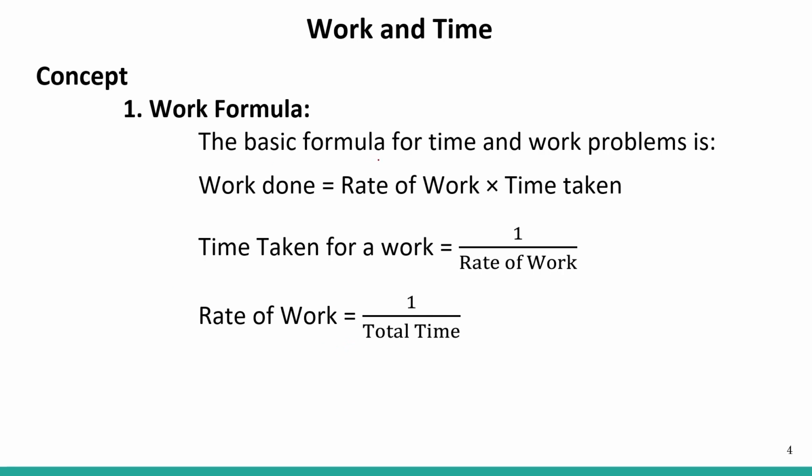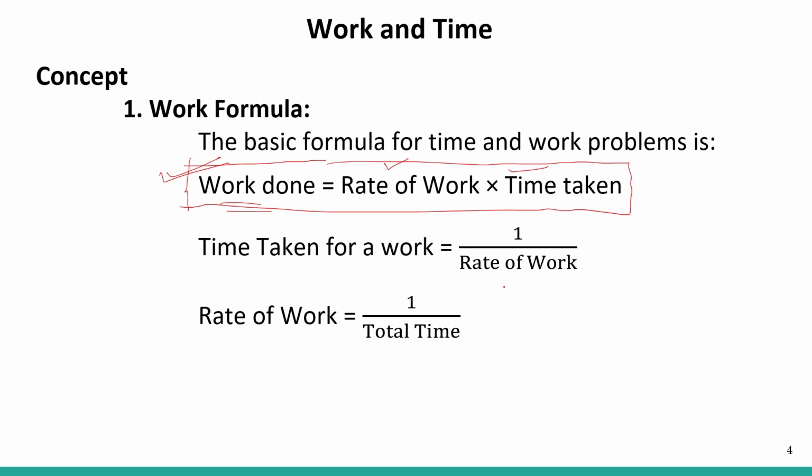The basic formula for time and work problems is: work done is equal to rate of work into time taken. This is the formula that you need to remember and master. It will be used very often in this chapter, so please remember this. Time taken for a work is equal to 1 by rate of work. This is the first formula, and this is the second formula.